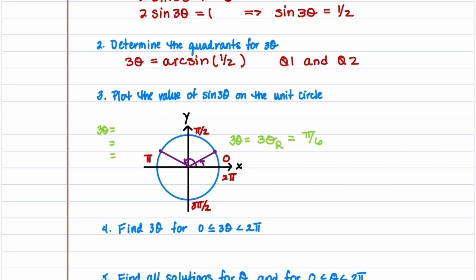If you need a review of finding these types of values, you can look at my video called Evaluating Inverse Trigonometric Functions. Our second solution is located in the second quadrant, and in that quadrant, we have 3 theta is equal to pi minus 3 theta sub r. So that's equal to pi minus pi over 6, and that gives us 5 pi over 6.